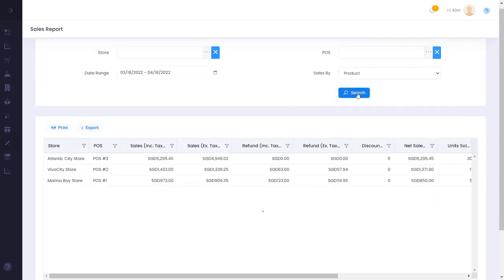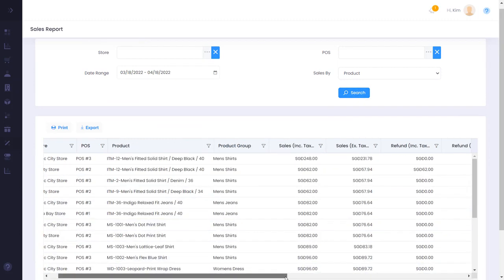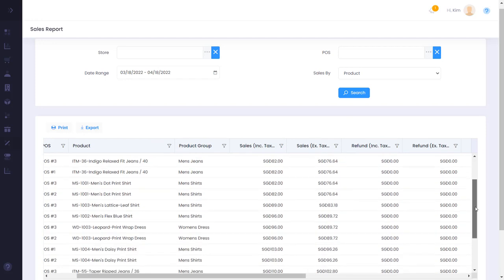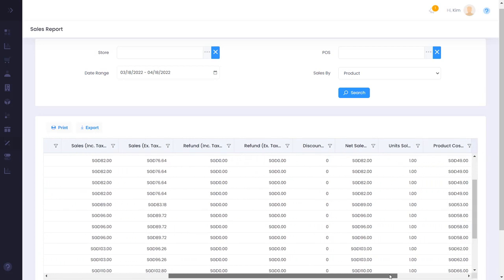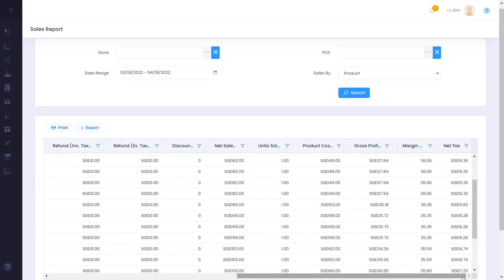By running the report by product, you can get to analyze sales by product across all the stores. In addition to the net sales, you can also get to see the units sold, gross profit, and margin percentage of the product. All these sub-reports can be individually exported to an Excel workbook for further analysis.